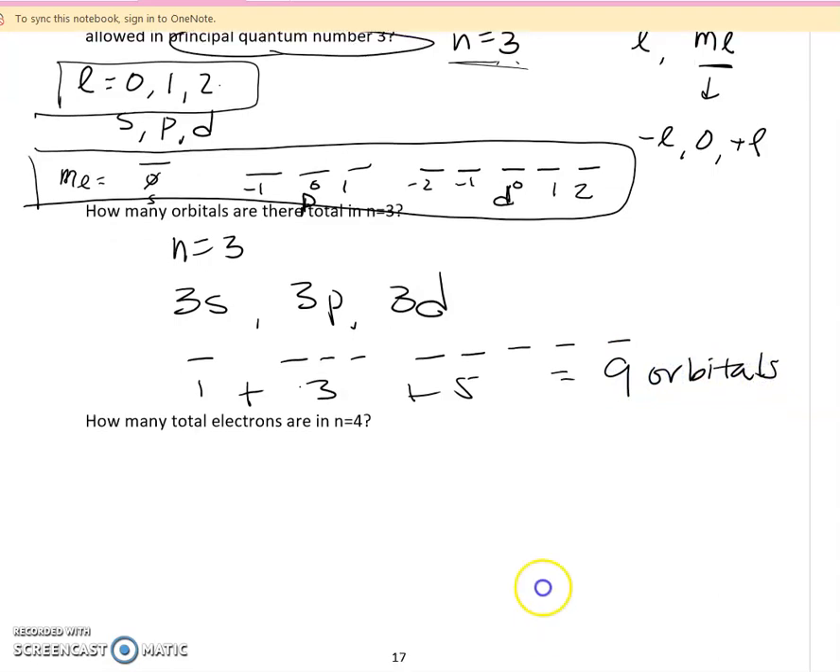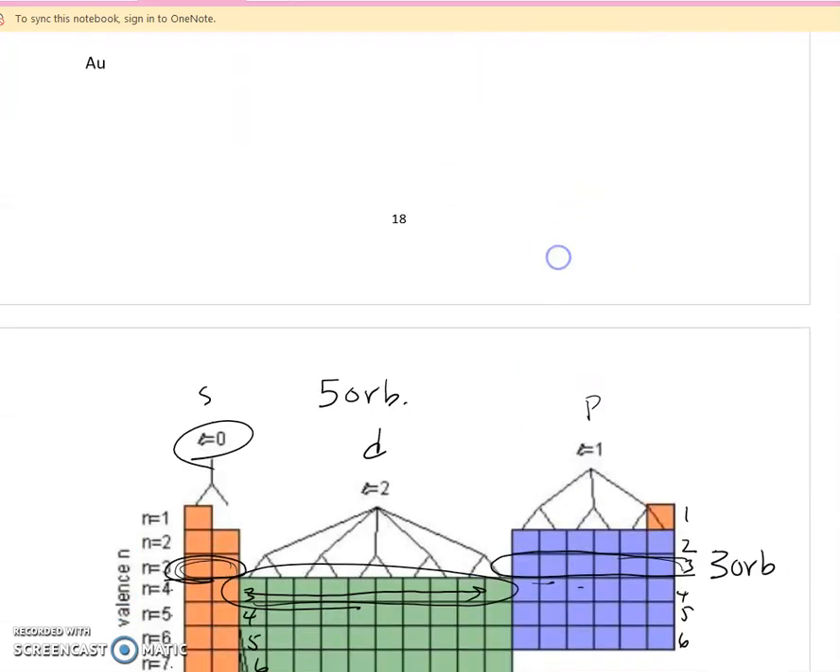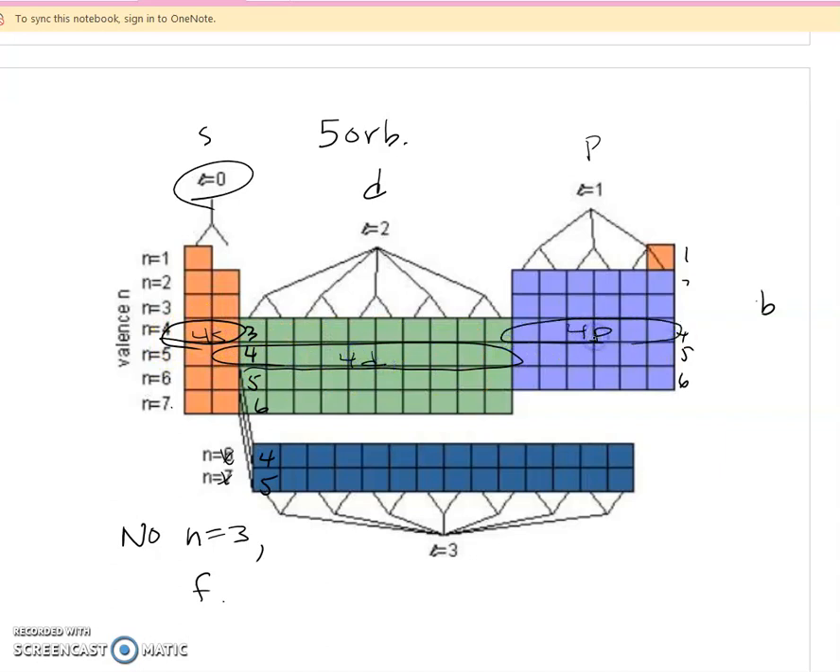Okay, another type of question you could see would be how many total electrons are in n equals 4. So we would have to do the same thing as we did before. So let's look at n equals 4 this time. So I'm going to erase the 3. So now let's look at the 4s. So we know we have S, we have 4s, this region. We have a 4d. We know we've got a 4p. And then here's where we can finally use our f. Here's our 4f. Okay, so we've got a 4s, 4p, 4d, and a 4f.